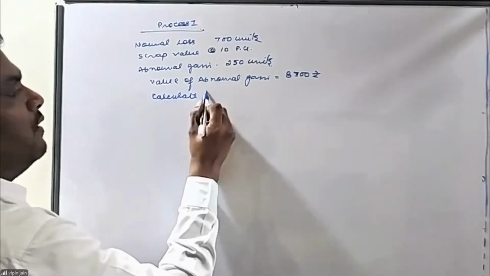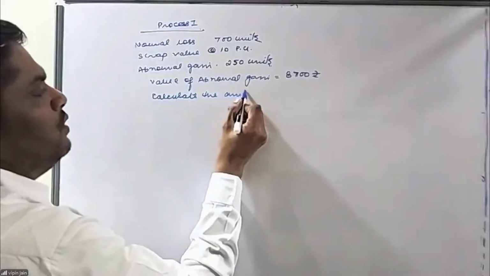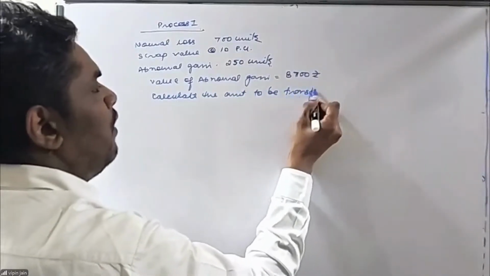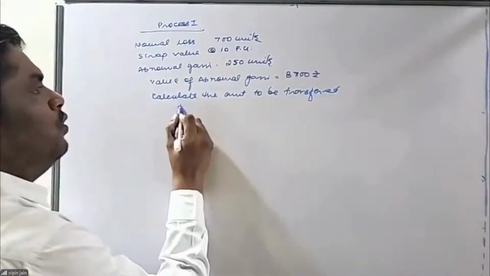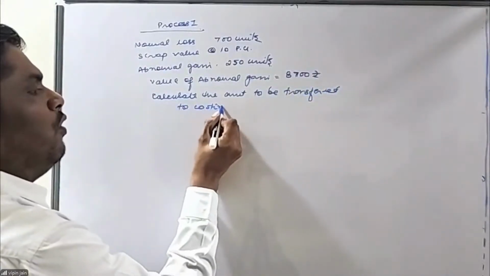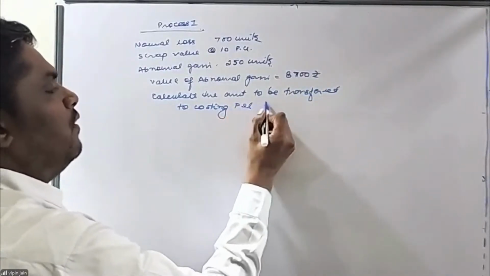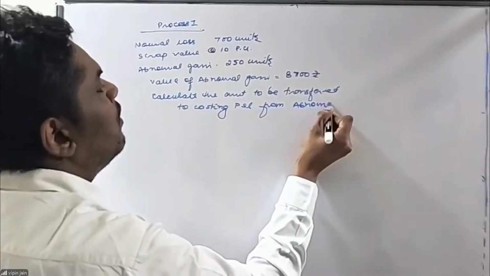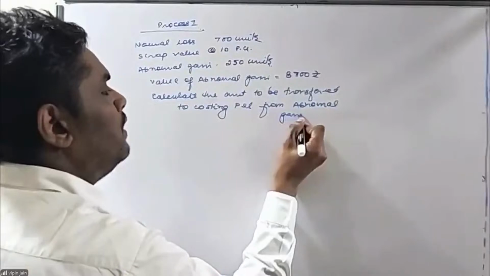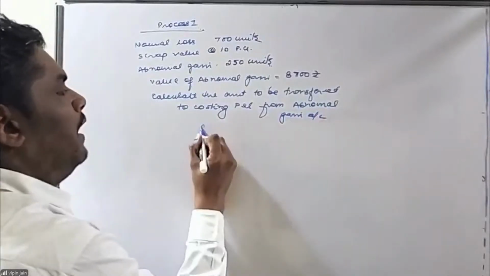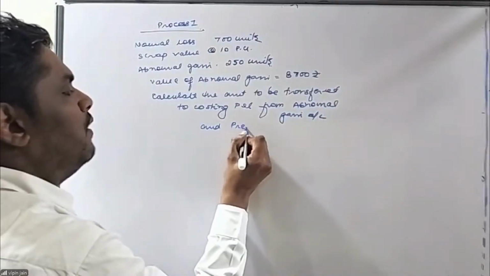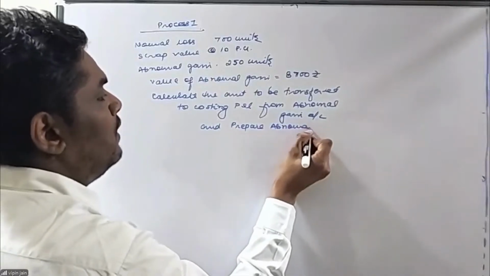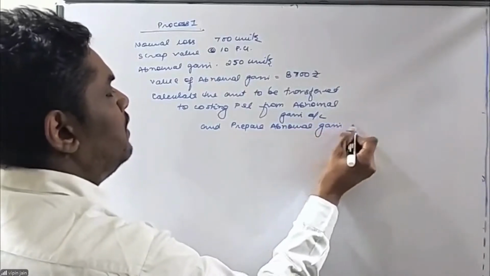Calculate the amount to be transferred to costing P&L from abnormal gain account, and prepare abnormal gain.